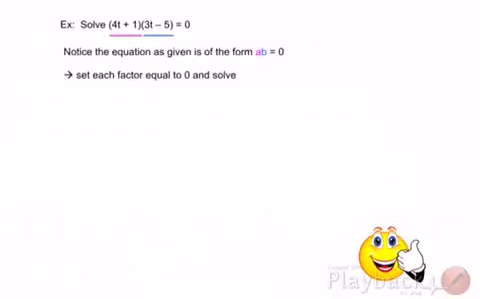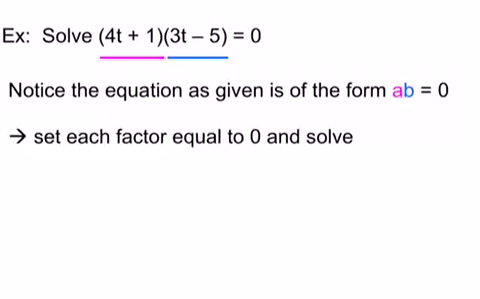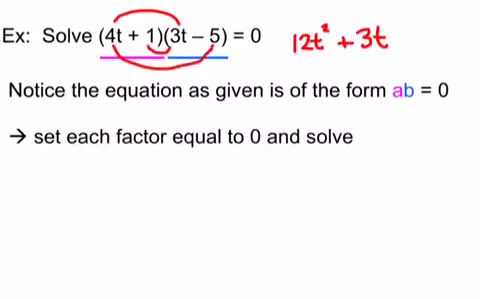Okay, so our first example is, I'm going to solve 4t plus 1 times 3t minus 5 is equal to 0. Now, if I was to multiply this out, expand the brackets using FOIL, then I would end up with a quadratic equation. So just really quickly, I'm going to do that using FOIL. 4t times 3t gives me 12t squared. And 1 times 3t gives me plus 3t. And 4t times negative 5 gives me negative 20t. And 1 times negative 5 gives me negative 5.